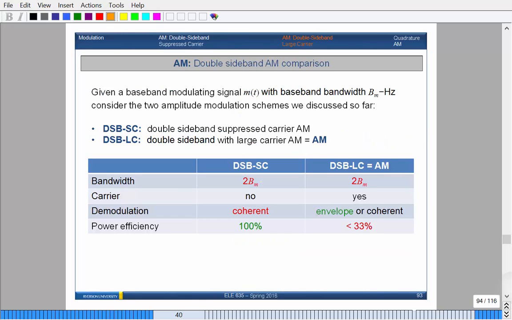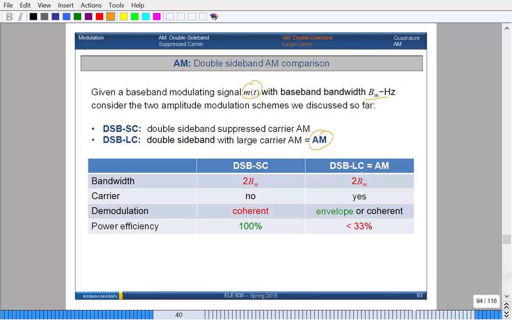This is a comparison between double sideband suppressed carrier and double sideband large carrier. This is the last slide, I promise, and then we'll go. Given a baseband modulating signal, your message signal m(t) with some message bandwidth B_M, we have two amplitude modulation schemes so far: double sideband suppressed carrier and double sideband large carrier, or AM. This is a comparison table in terms of efficiency. In terms of bandwidth, it occupies twice the message bandwidth, which makes sense.